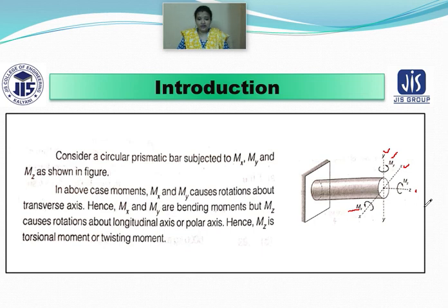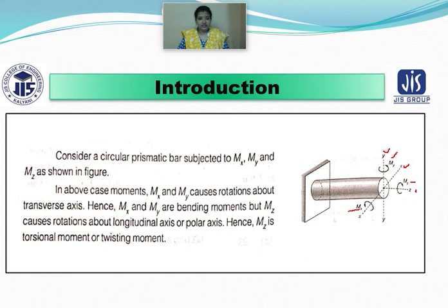But in case of mz, this causes rotation about the longitudinal axis, which is also known as the polar axis. This moment mz occurs due to rotation about the longitudinal or polar axis. So mz is also called the torsional moment, or the twisting moment.